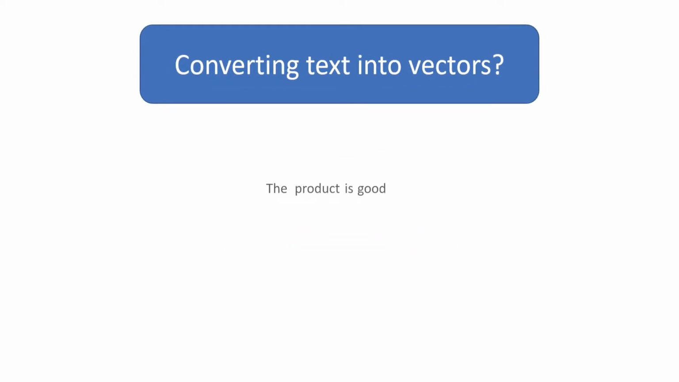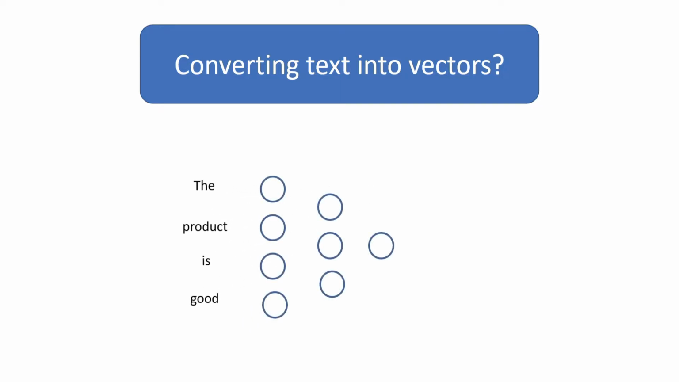Let's say we have this sentence, "the product is good," and we want to figure out the sentiment of this sentence. So for that, what we usually do is take the input and try to feed it into the model. But in this case, it will not work out. Why? Because machine learning models expect the input to be in the form of numeric values. But in this case, it is text. That is why it will not work out.